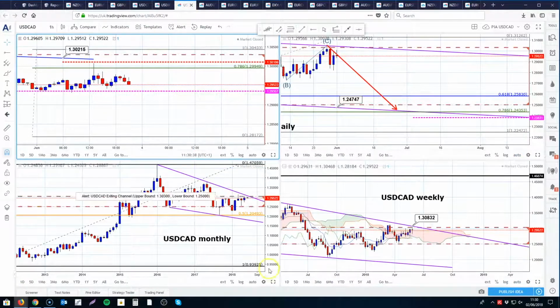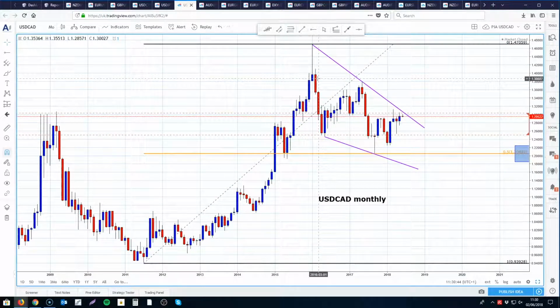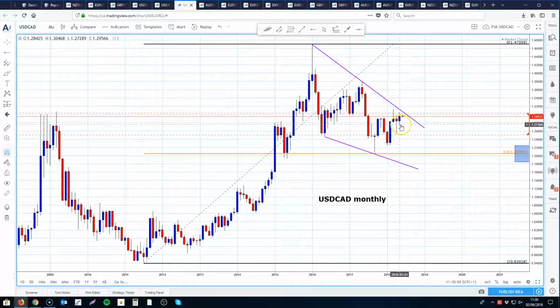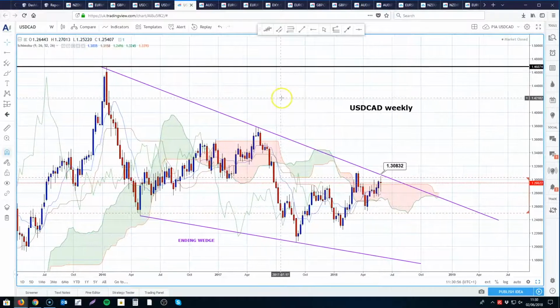Dollar CAD monthly chart highlights a bullish descending triangle formation. For the last 3 months, we can see spikes in all directions, highlighting indecision. The weekly chart highlights this formation a little bit better. A doji style candle posted last week. Trend line resistance coming in at 130.83.